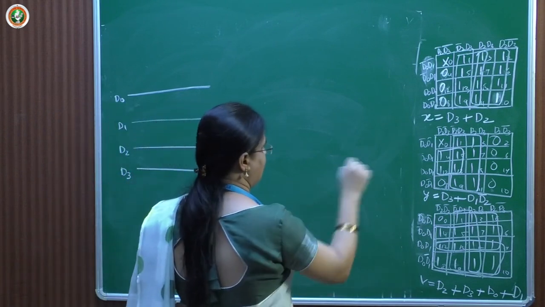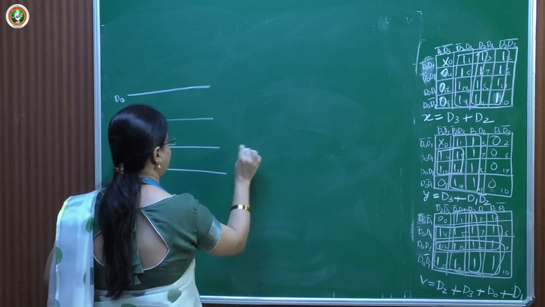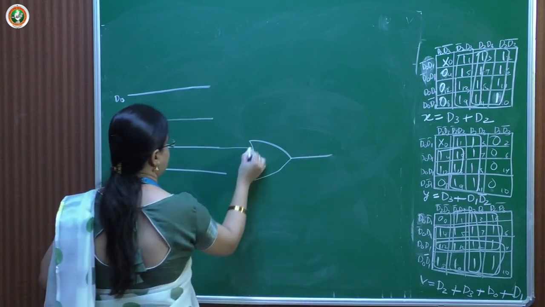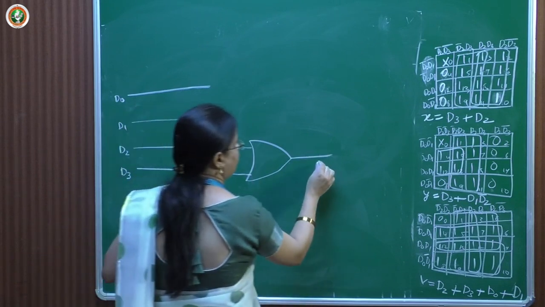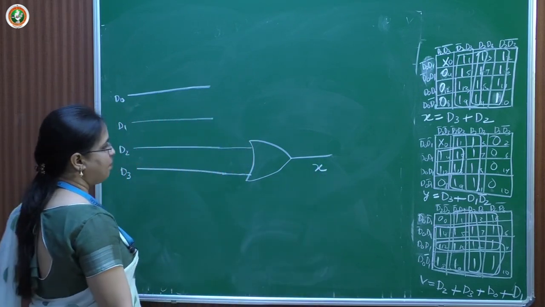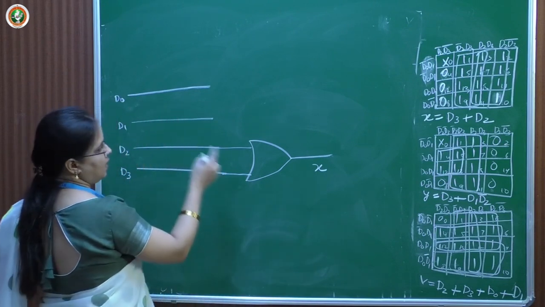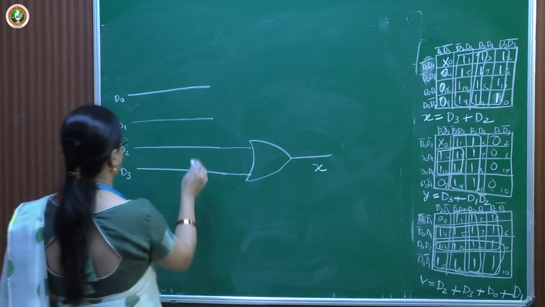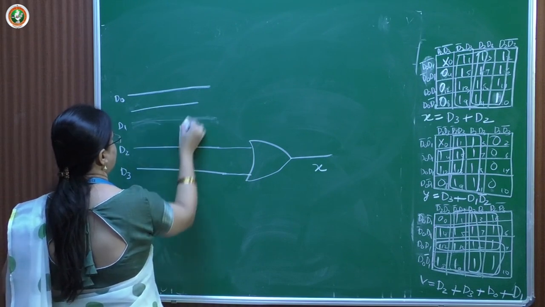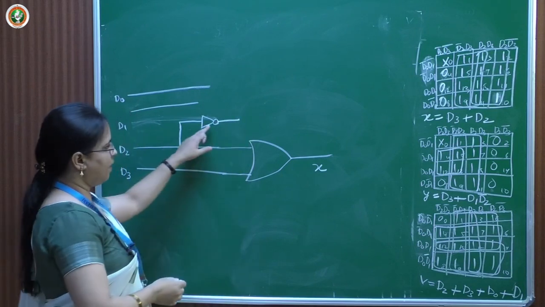So what is X? X is D3 plus D2. So I am going to take one OR gate, and with D3 and D2 as inputs, it gives X. Then after that Y is D3 plus D1 D2 dash. So let us obtain D2 dash. From here I will take one extended line and to that I will connect the inverter. It will become D2 dash.